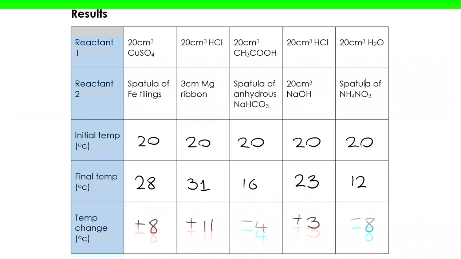So let's take a look at them on here again. And we've got 1, 2, 3 exothermic reactions because the heat energy has been released, causing the temperature to go up. And we've got 1, 2 endothermic reactions where the temperature has gone down.